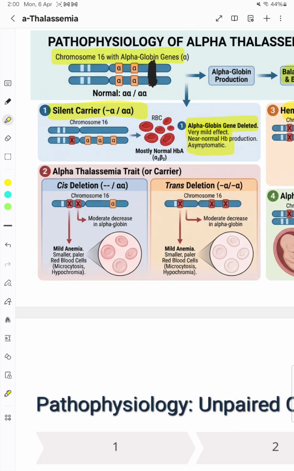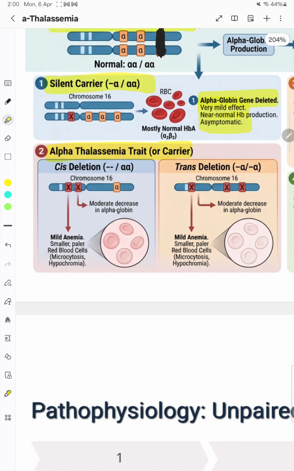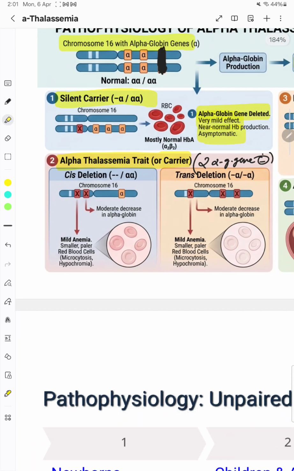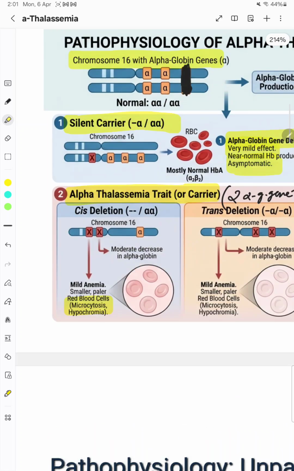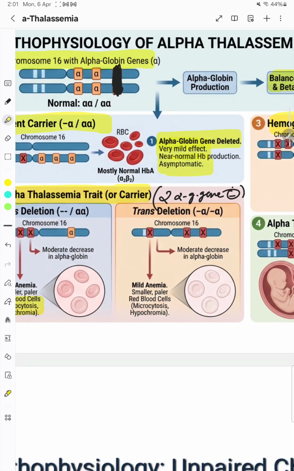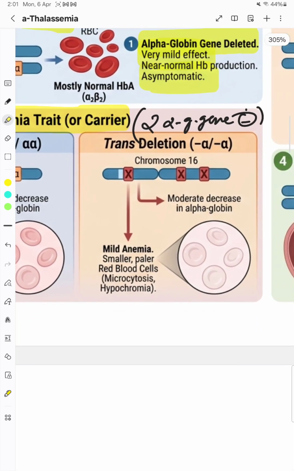The second condition is alpha thalassemia trait or carrier. In this condition, 2 alpha globin genes are deleted. This is a similar condition to beta thalassemia minor. Clinically, there is microcytosis on peripheral smear and mild anemia with pale RBCs.